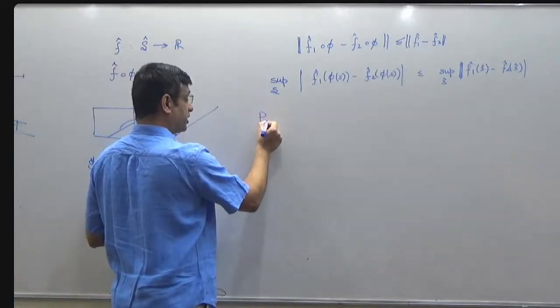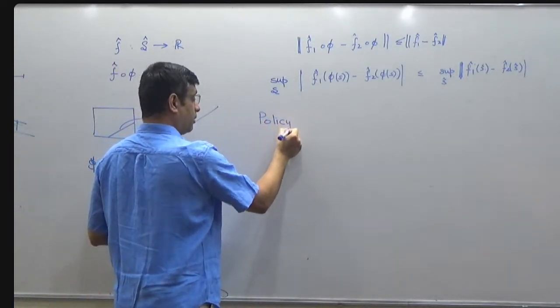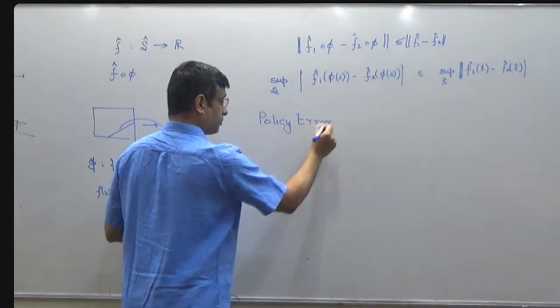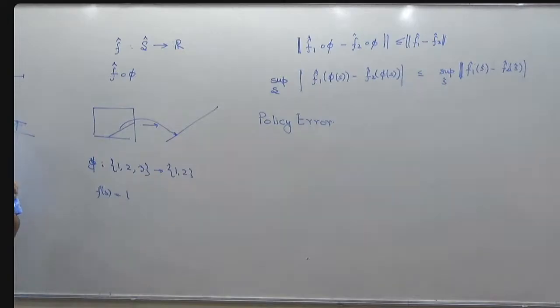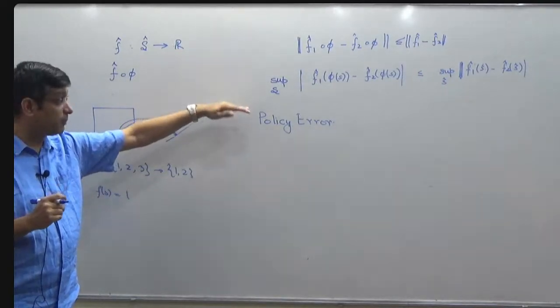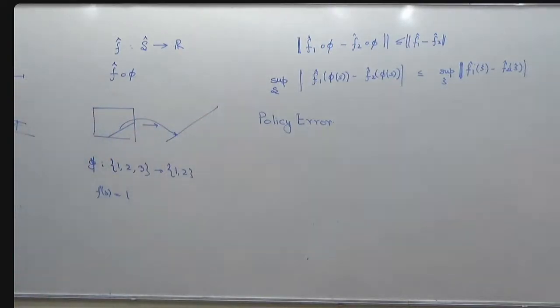So I'm interested in the same questions as before, but let's just think about what policy error would mean. Okay? Now there are again different ways in which I can pose the question, because it depends on whether I take the policy in the original MDP or in the abstract MDP.